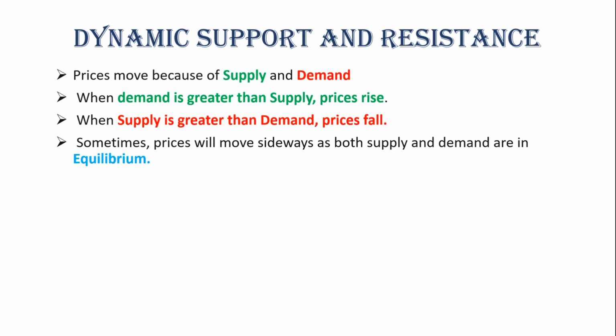And we can also see there is a sideways market. Why is the price not moving up or down? Because the price will remain in the same place. In that case, the price will move sideways as the supply and demand are both in equilibrium. In that case, we can say that the particular stock or index is sideways. That is called both supply and demand being in equilibrium.